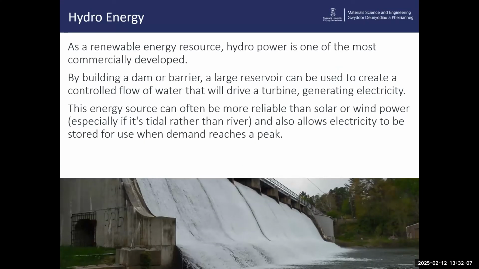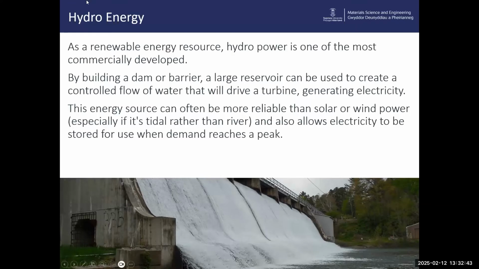Moving on to hydro energy. As a renewable energy source, hydropower is one of the most commercially developed. By building a dam or barrier, a large reservoir can be used to create a flow of water that will drive a turbine generating electricity. This energy source can often be more reliable than solar or wind power, especially if it's tidal rather than river, and also allows electricity to be stored for use when demand reaches a peak.